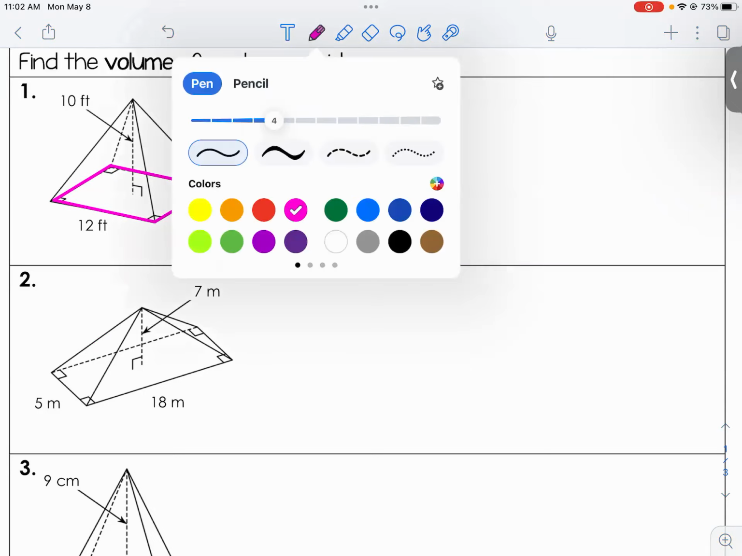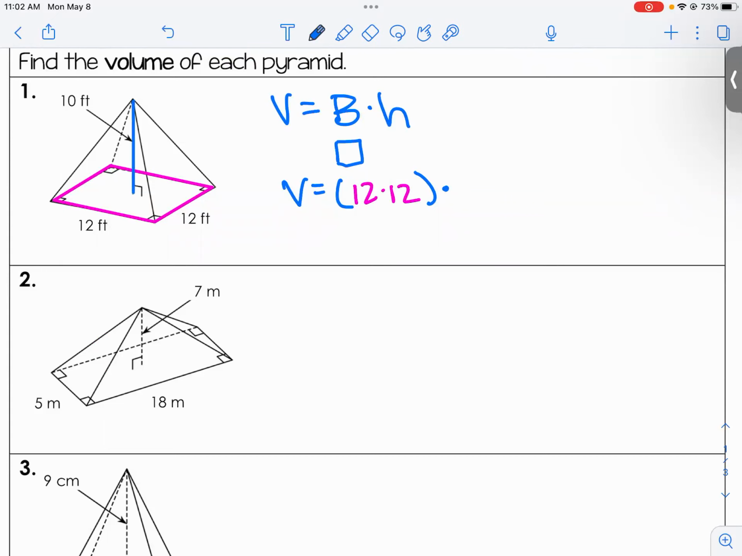Then the height of our pyramid is this guy right here. How do we know that that is the height of our pyramid? What is helping us distinguish that? That cute little right angle square right there. Okay, so 10 is the height of our pyramid. But since it is a pyramid, we need the 1/3 out in front. If this was a prism, we would just take 12 times 12 times 10 and be happy. But since it's a pyramid, we only have the one base. We got to throw that 1/3 out in front.